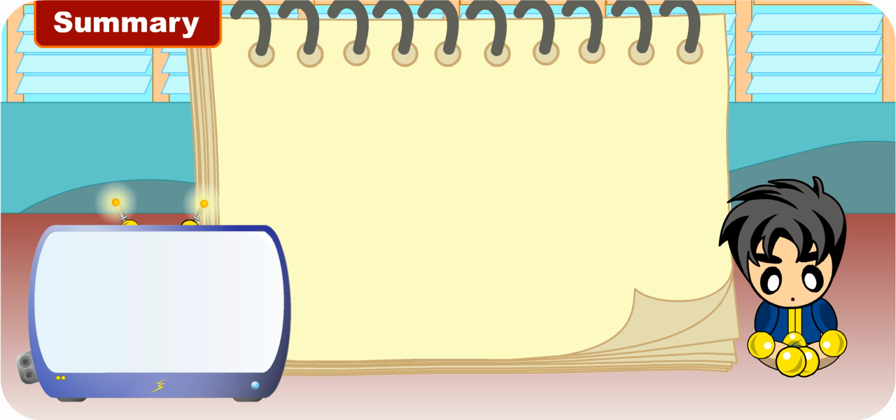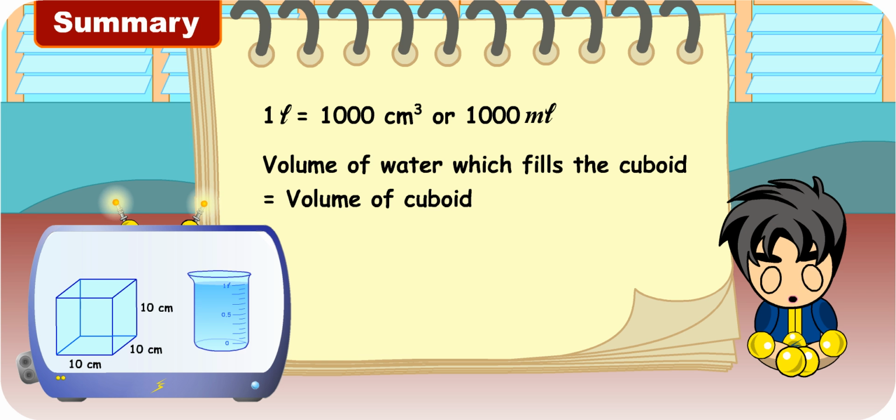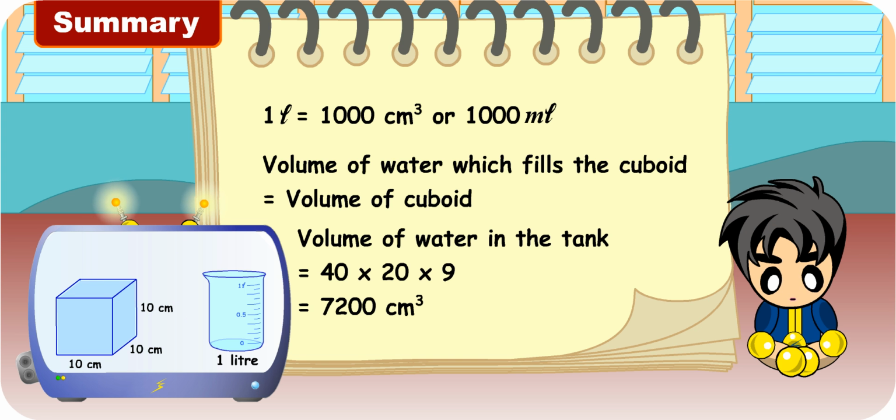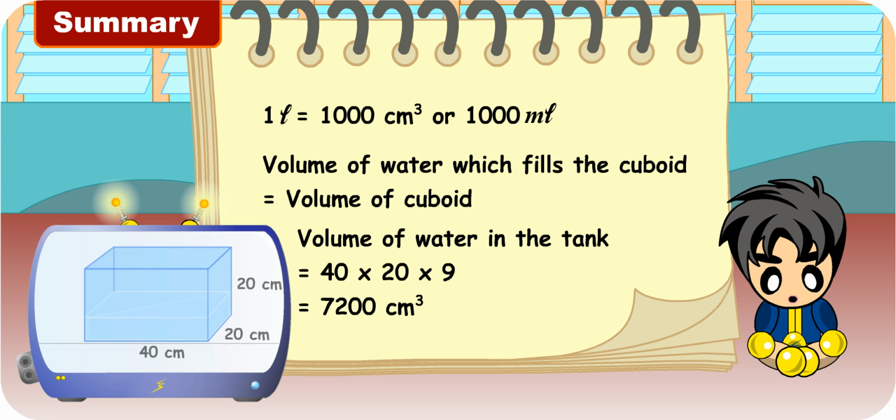Today I recognize that 1 liter equals 1000 cubic centimeters and is equal to 1000 milliliters. I also know that the volume of water which filled the cuboid is actually the volume of the cuboid. If the tank is filled with water to a certain depth, example 9 centimeters, the volume of water in the tank is 40 times 20 times 9, which is 7200 cubic centimeters. Now, I'm able to convert liters into cubic centimeters and vice versa.